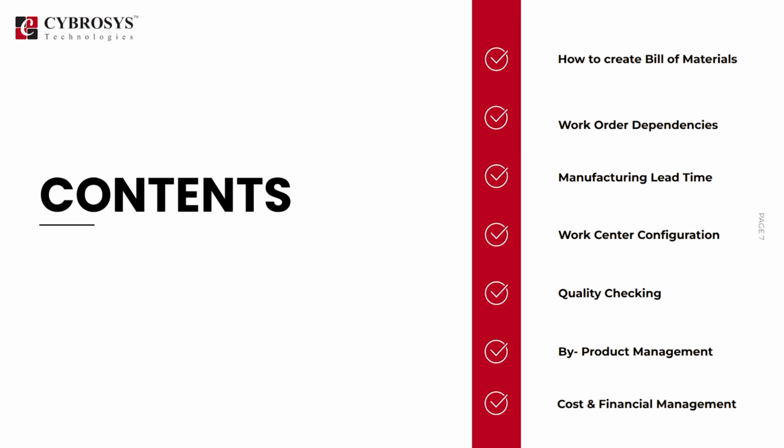So the main contents are how to create a bill of materials, work order dependencies, manufacturing lead times, work center configurations, quality checking, byproduct management, cost and financial management. Let's check each topic individually.